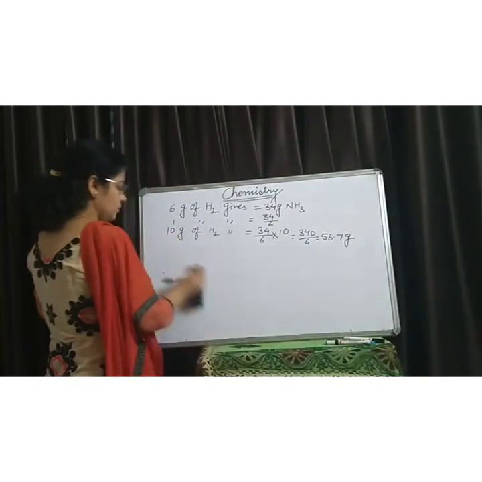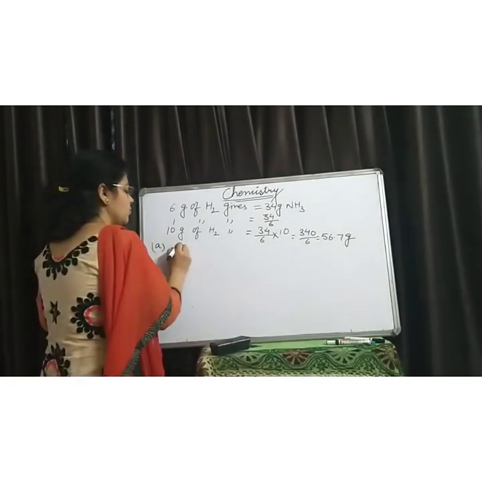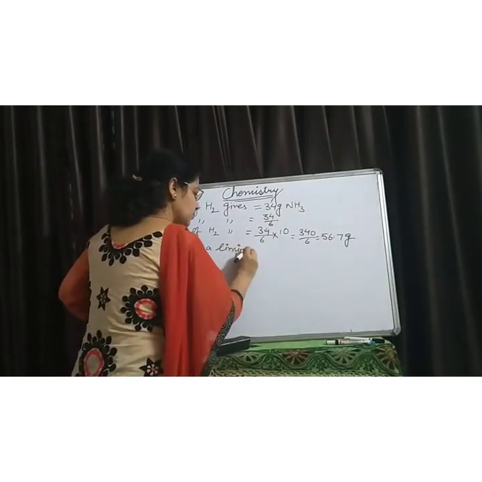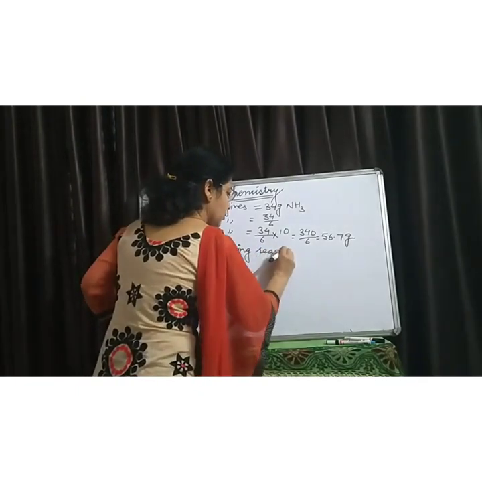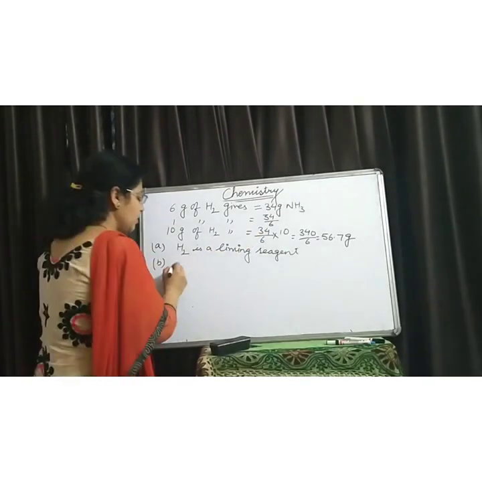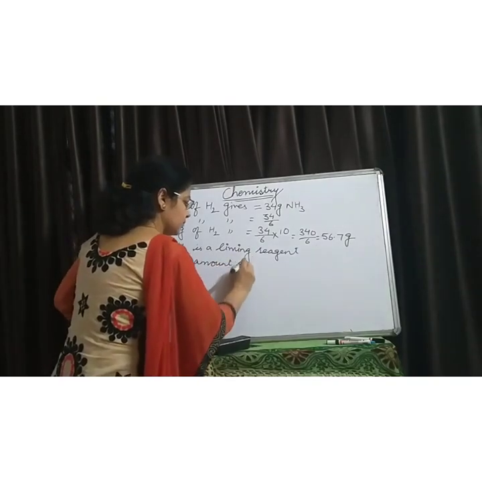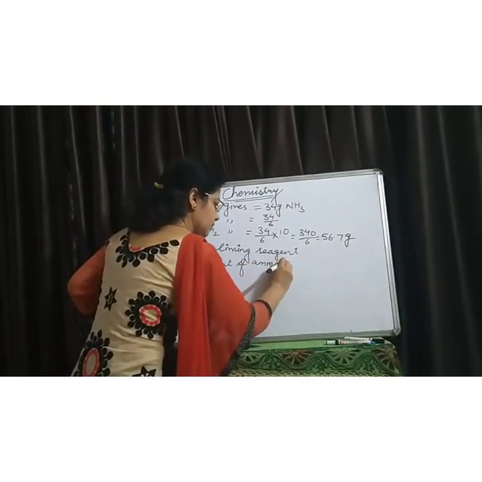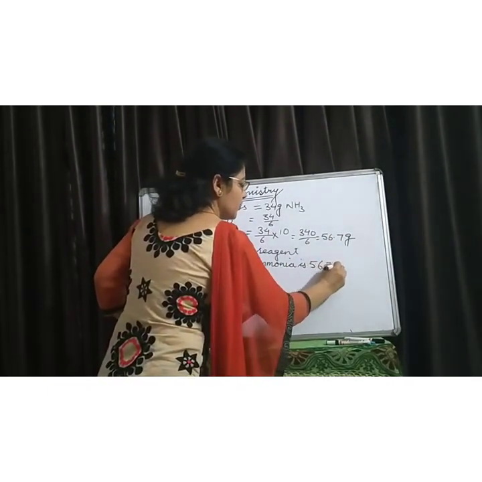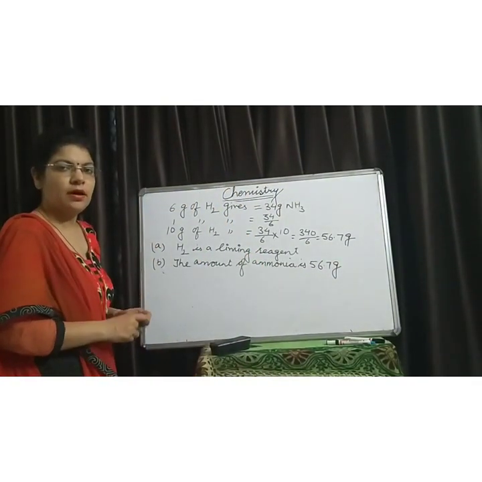So in this question, the first part is which one is the limiting reagent. Hydrogen is the limiting reagent in this question. And the second part is to find the amount of ammonia. The amount of ammonia is 56.7 grams. This is all about the limiting reagent.